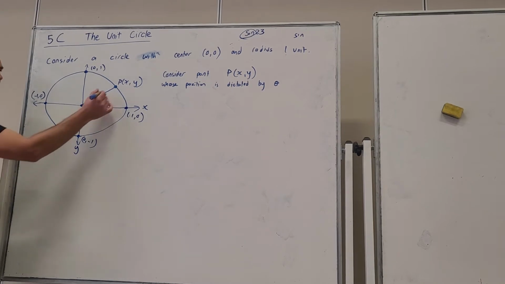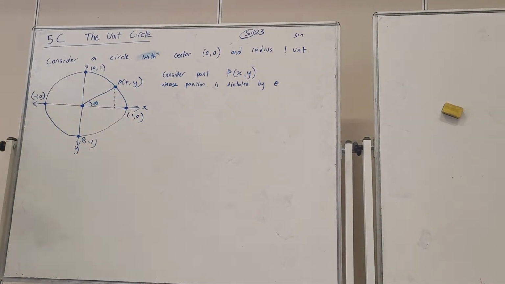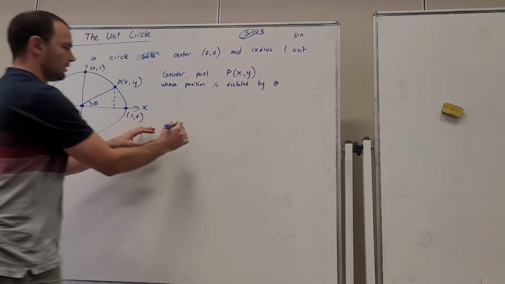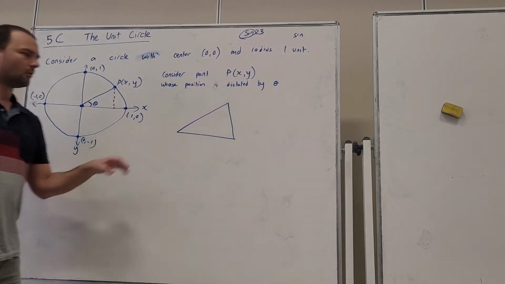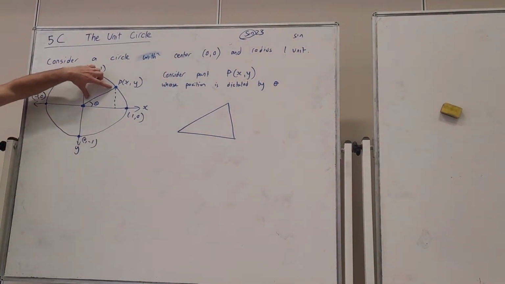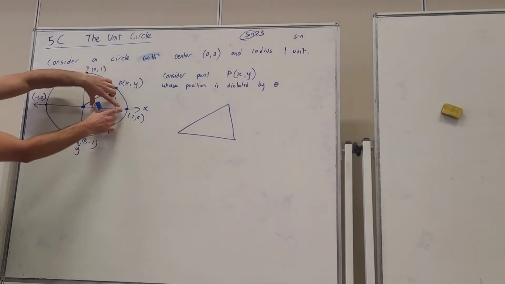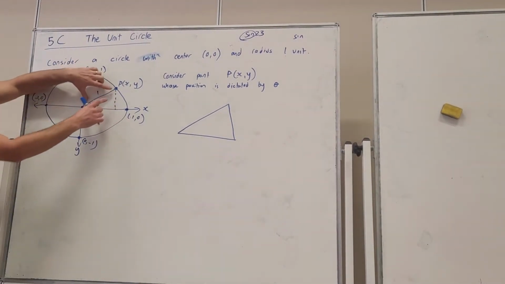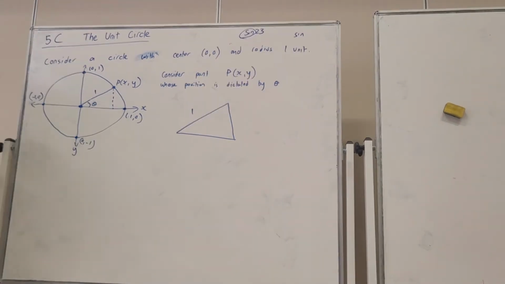Now from here, you might think, oh, look, that's a triangle. So we're going to grab that triangle and pull it out of the unit circle. And so we've got here a triangle. What is the length here of the hypotenuse? 1 unit. Remember, this circle has a radius of 1 unit. So wherever that point is, this distance is going to be 1, and so this triangle has a hypotenuse of 1.